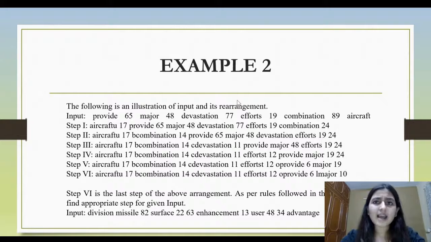So this is clearly an alphabetical order which you're trying to follow, because you see that in the output also, the word aircraft is followed by the word combination, then devastation, then efforts, then provide, and then major. So essentially an alphabetical order is being followed. Following this, aircraft is brought to the first word of step 1.